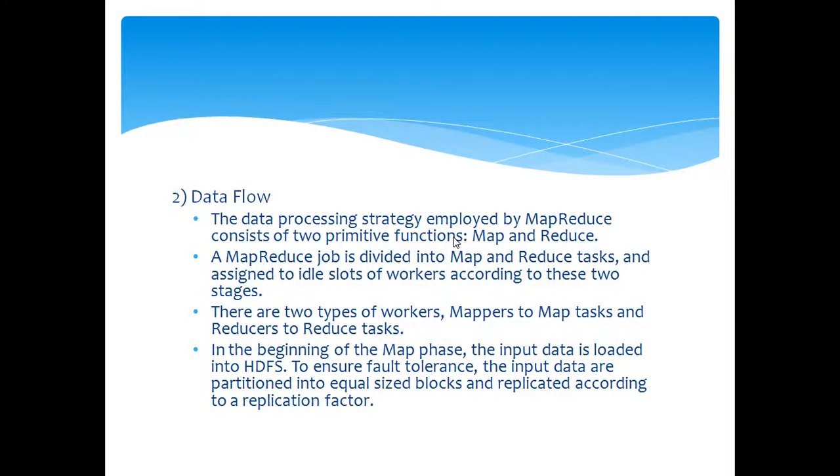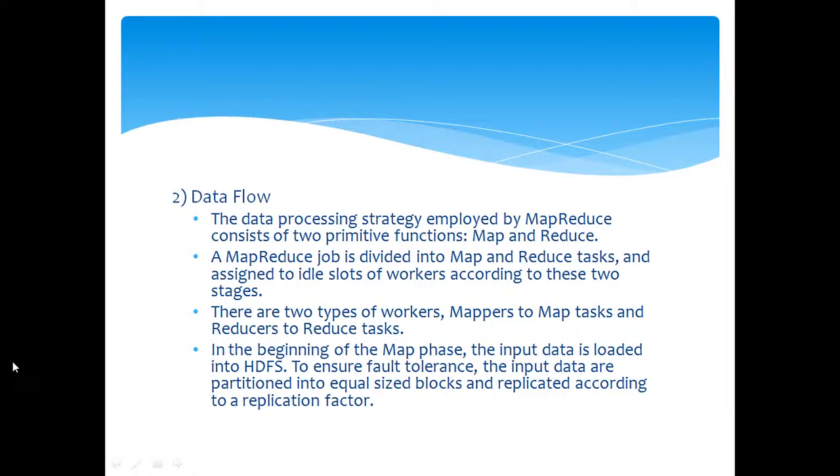Let's give an example. The mappers will scan the data, and they're going to give the data to the reducers, which will delete the unwanted data, and all the data will be combined again and give a reduced data. The MapReduce job is divided into map and reduce jobs and assigned to idle slots of workers according to these two stages.